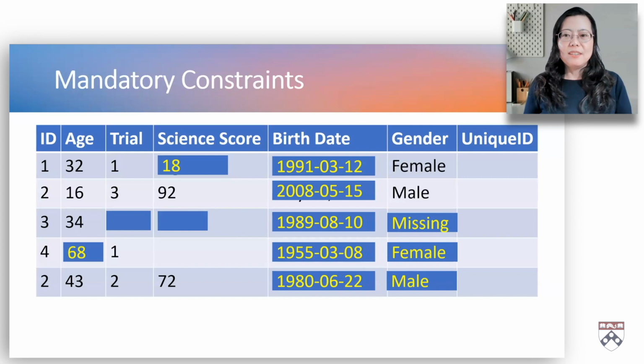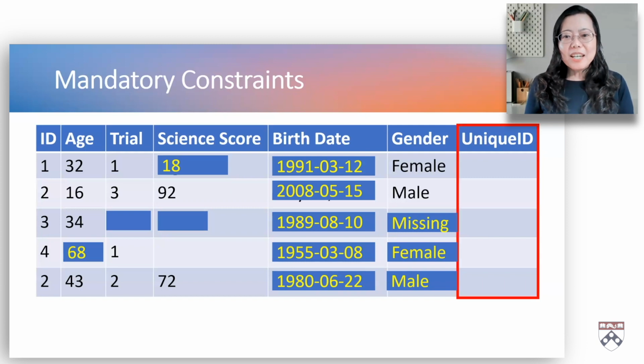Mandatory constraints mean that specific fields cannot be left empty. For example, unique ID is used to match different datasets and shouldn't be left blank. In this dataset, the only option for matching with other datasets are the birth date and the ID columns, or recollecting students' unique ID, which is always challenging.